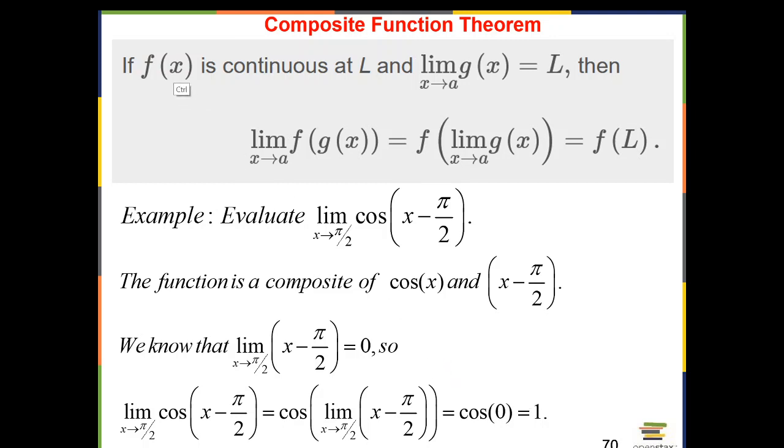Right? We can do that only if f of x is continuous at that limit. That means cosine has to be continuous at the value of the limit that we get here for us to be able to use this method, right? And it is. We know cosine is defined at 0 and is continuous at 0. So cosine of 0 is 1.